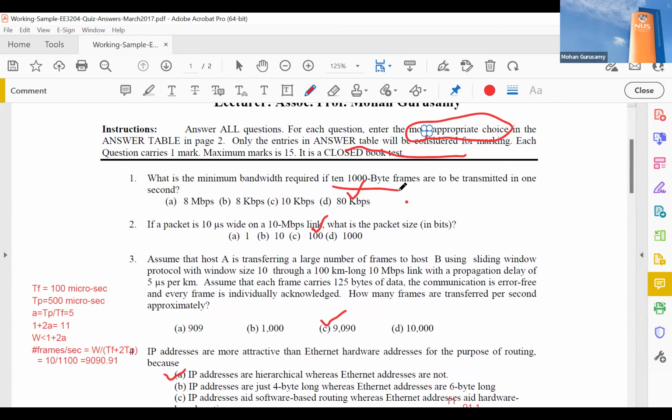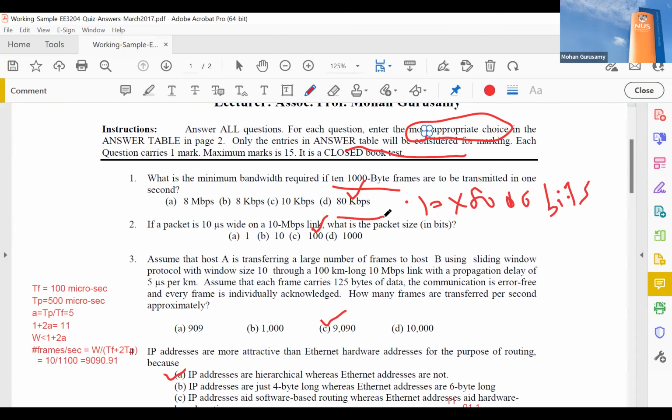A 1000 byte frame means 8,000 bits. So you have to answer in bits, 8,000 bits. Because it is 10 frames, you multiply it by 10. So it is 80,000 bits, that is 80 kbps. This is the data rate which we want.